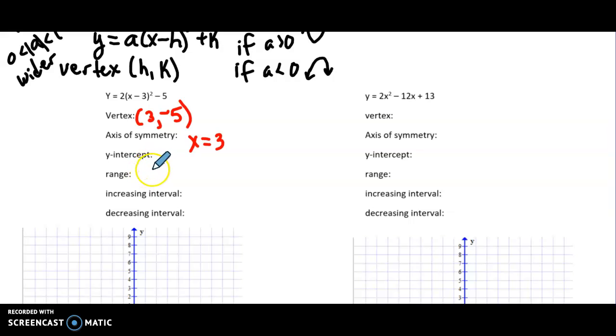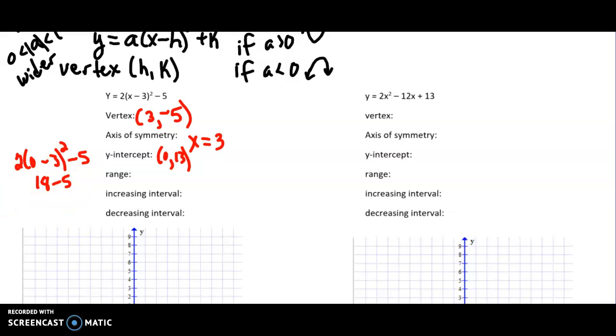The y-intercept, not as easy to find, is it? I'm going to put 0 in for x. When I do that, -3 squared is 9. 2 times 9 is 18. So it looks like the y-intercept is going to be at the point 0, 13. I'm not even going to be able to graph that on my little coordinate system down here. The range, well, let's look at it. It's opening up because a is positive. It's very skinny. The vertex is at 3, -5.